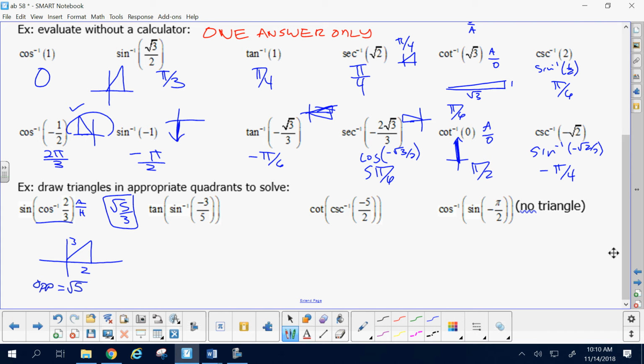So you first draw the picture, then find the opposite side, and then you find the sine. Try the second one on your own.